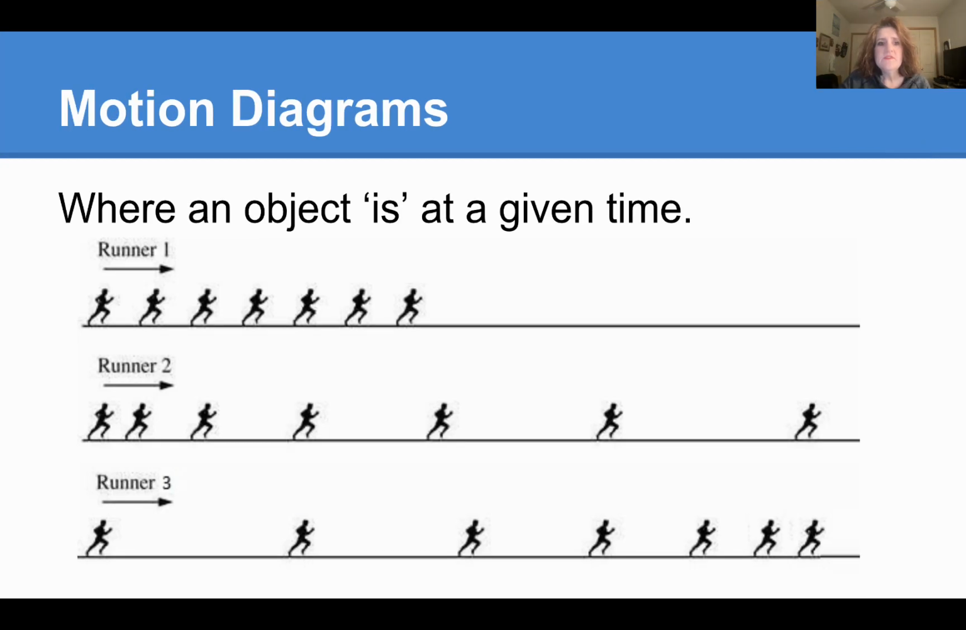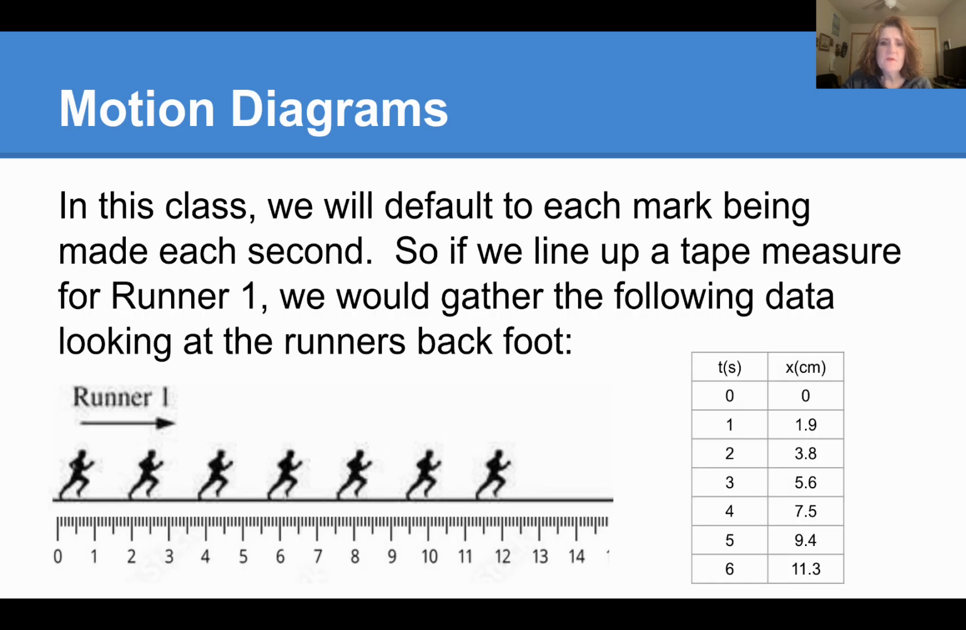Now let's look at some motion diagrams. A motion diagram shows where an object is at any given time. And here you're given 3 examples. Let's focus on runner 1. In this class, we will default to each mark being made each second. So if we line up a tape measure for runner 1, we would gather the following data.